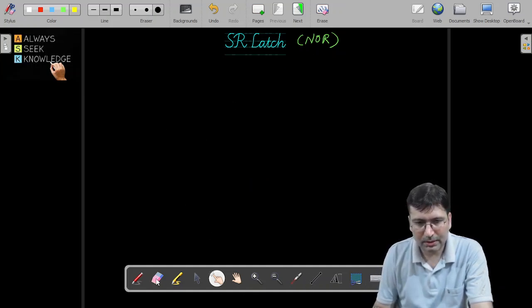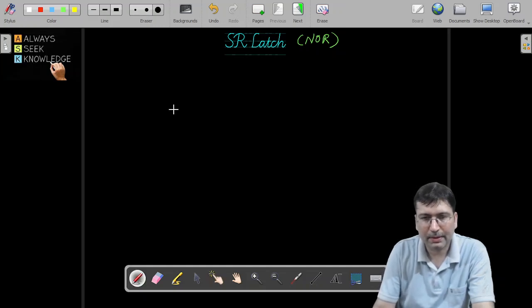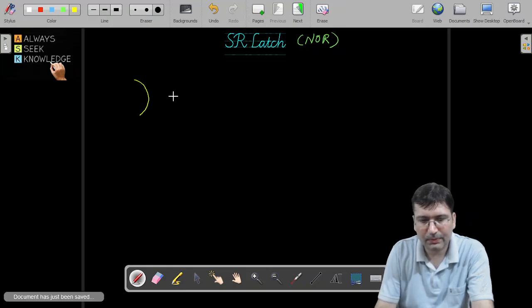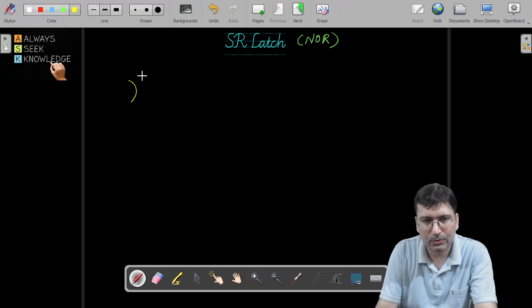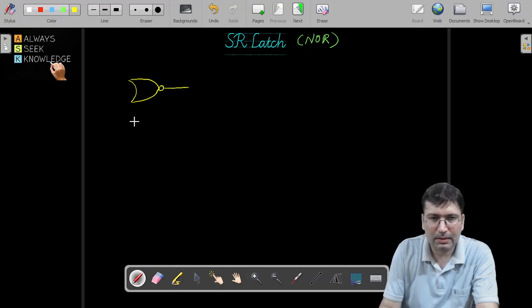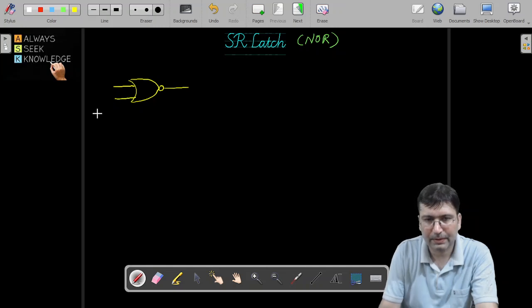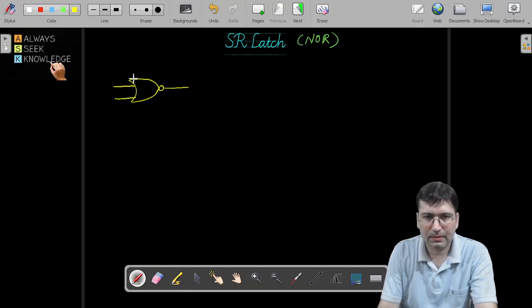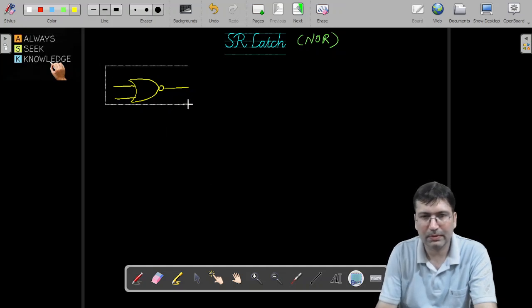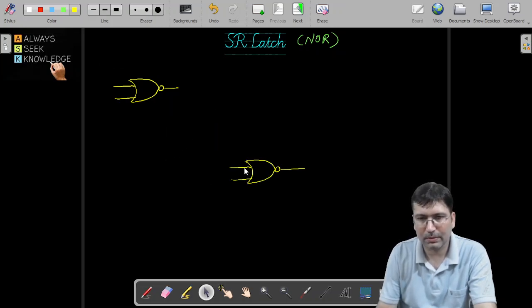So I'm going to construct the SR latch with the help of NOR gate. So let's say there's a NOR gate like this. There's another NOR gate. So this is two input NOR gate. I can copy this and paste it like this. So this is another two input NOR gate.